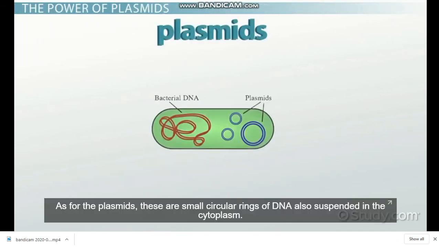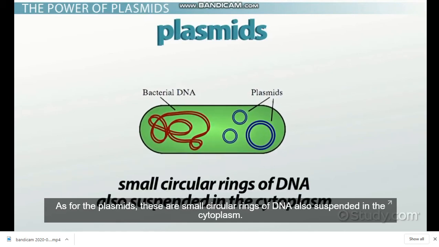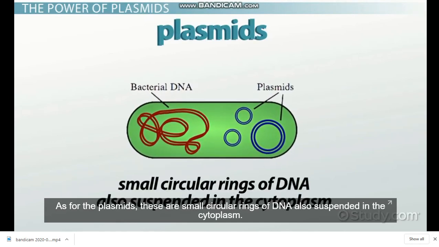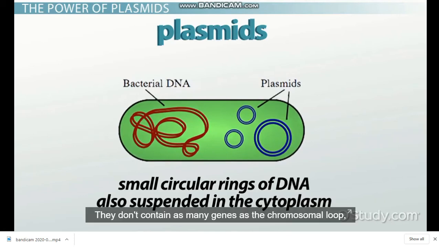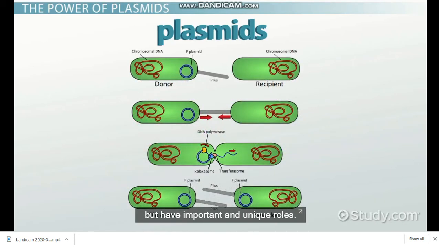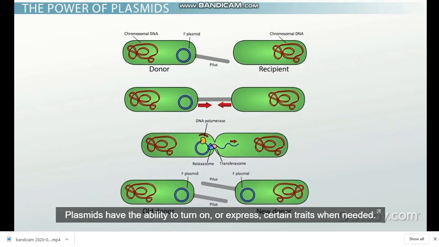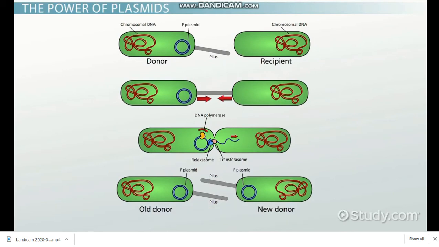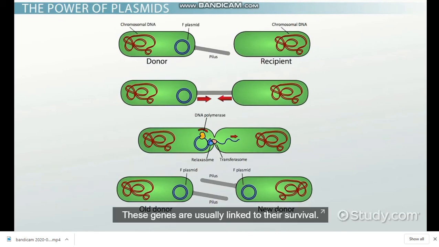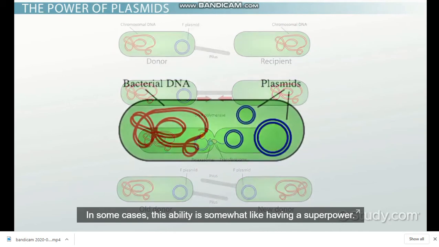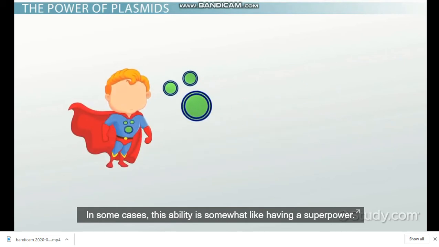As for the plasmids, these are small circular rings of DNA, also suspended in the cytoplasm. They don't contain as many genes as the chromosomal loop, but have important and unique roles. Plasmids have the ability to turn on or express certain traits when needed. These genes are usually linked to their survival. In some cases, this ability is somewhat like having a superpower.